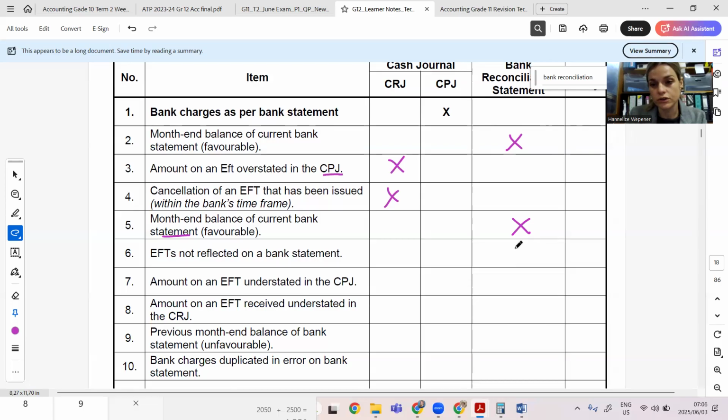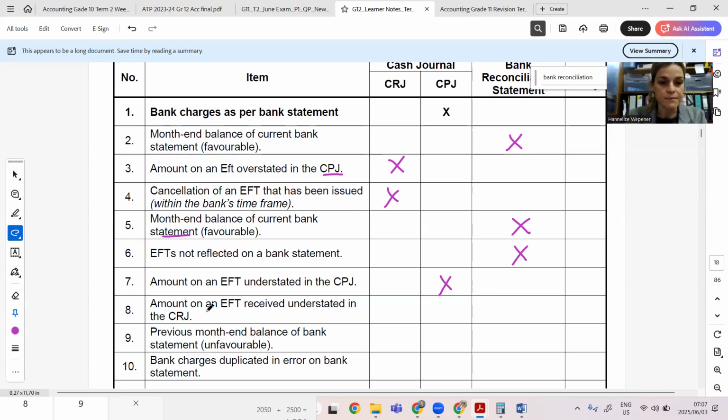So you are going to include that in your bank reconciliation statement whilst you wait for the bank to show that on the bank statement. An amount on an EFT was understated in the CPJ. So in other words, you, for instance, recorded that the EFT payment that you made was 800 Rand, but it was actually 1,000 Rand. So you just need to go to your CPJ and account for that additional amount that you omitted from your record. So understatement means I now need to add on. If it was overstated, it means that I need to remove.